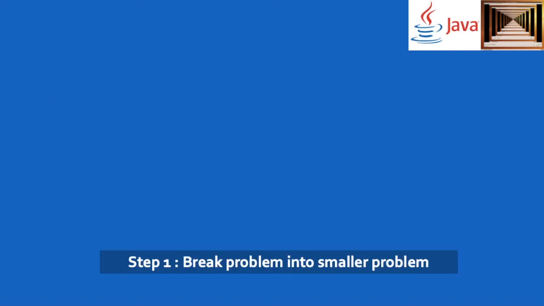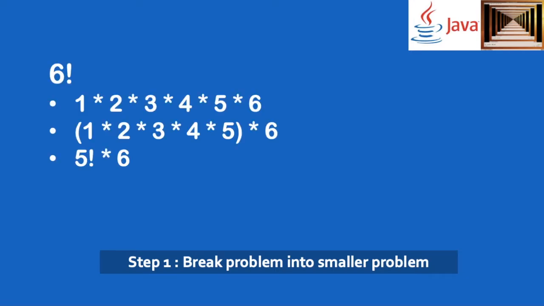So again, let's follow the 4 steps. Break the problem into a smaller problem. And let's take some examples so that we can break that problem. So what is 6 factorial? 1 into 2 into 3 into 4 into 5 into 6. Now as you can see, we can write it as 1 into 2 into 3 into 4 into 5, which is 5 factorial, into 6. So 6 factorial is actually 5 factorial into 6.